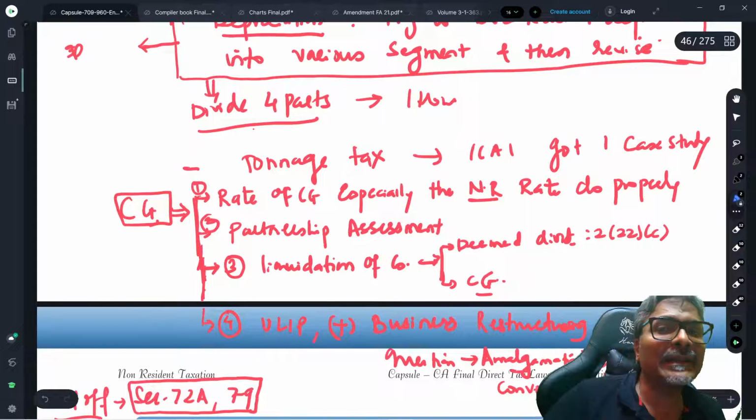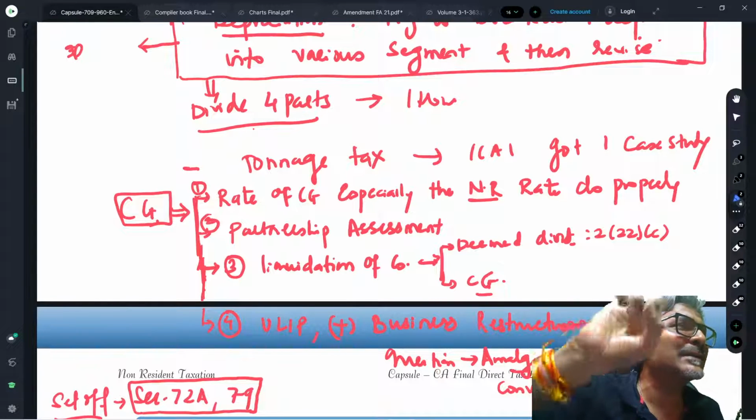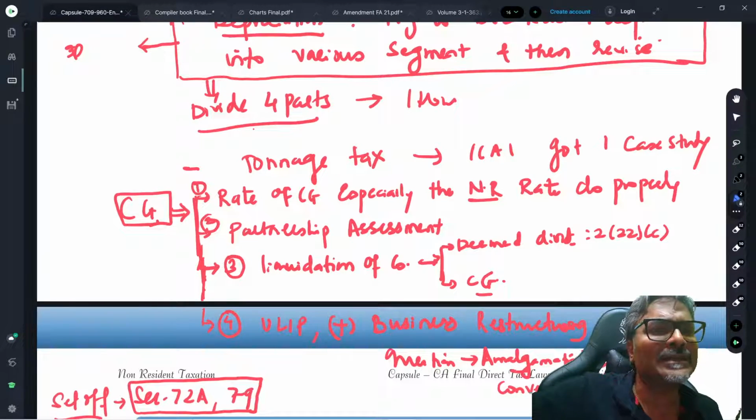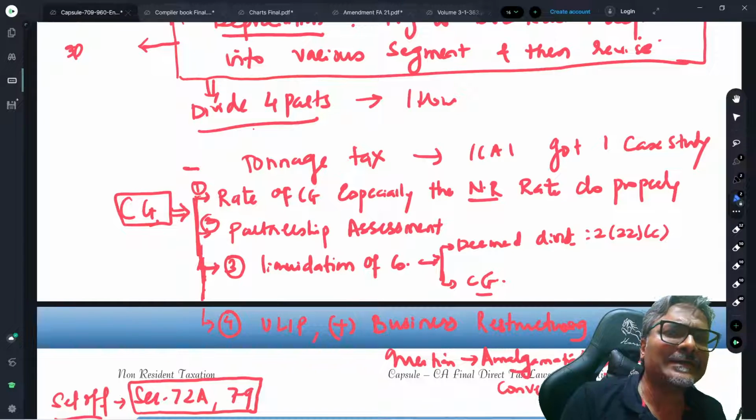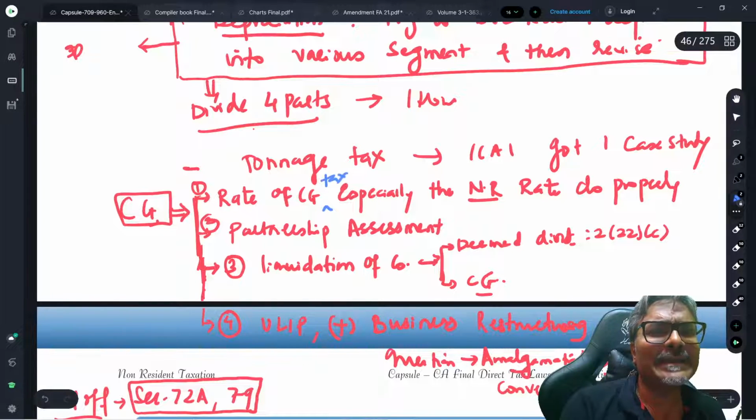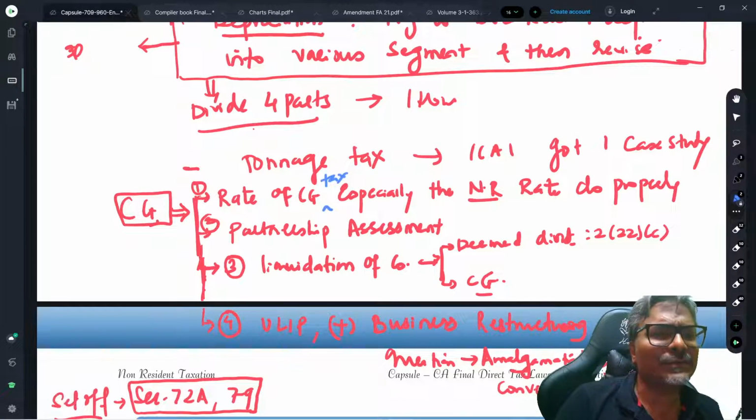Tonnage tax scheme: directly do the ICI case study. The ICI has one case study, directly do that for the tonnage tax scheme. Capital gains, rate of capital gains tax, especially for the non-resident taxation.